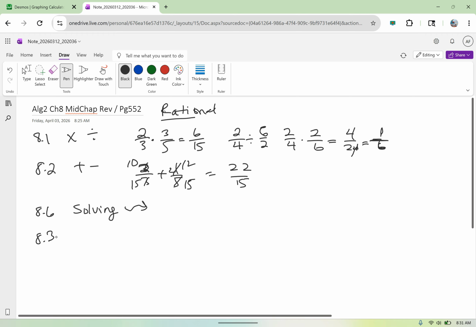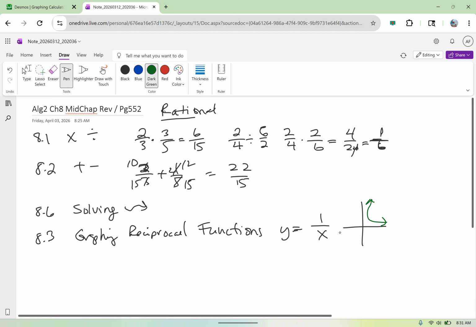And 8.3 we did earlier this week, and that is graphing reciprocal functions. So reciprocal functions are a type of rational function. Parent equation 1 over x, and the graph looks like so. We'll get into that specifically in our lesson. So that's a quick snapshot. The actual book's review is covering 8.1, 8.2, and 8.3. So let's get started.